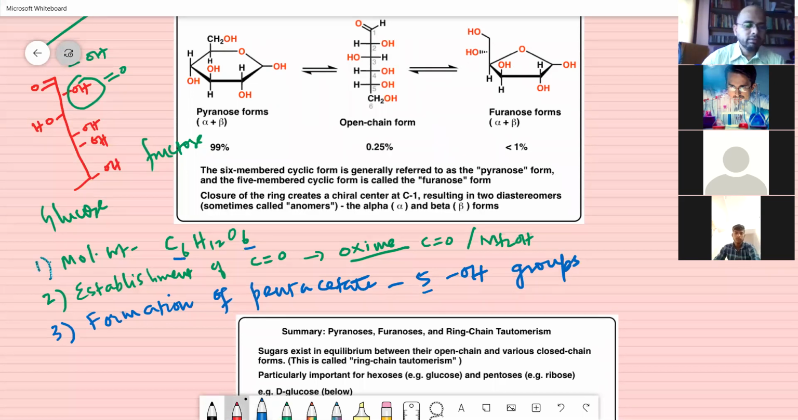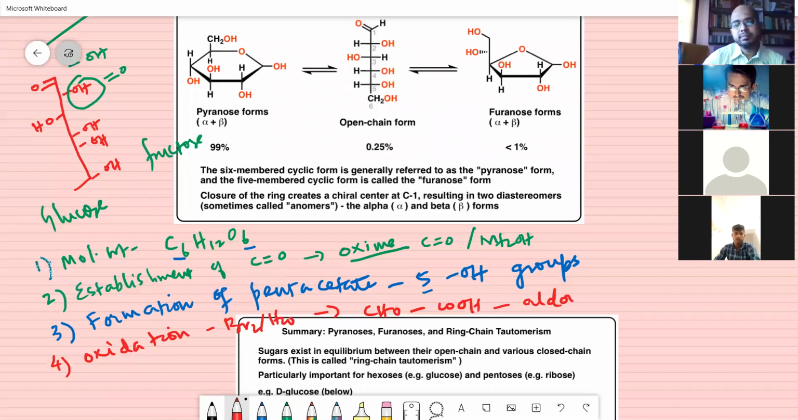The fourth reaction we have seen is that of oxidation. We used bromine water, Br2/H2O, to convert CHO into COOH. So we saw how it was converted into aldonic acid. This suggested the presence of the CHO aldehyde group.